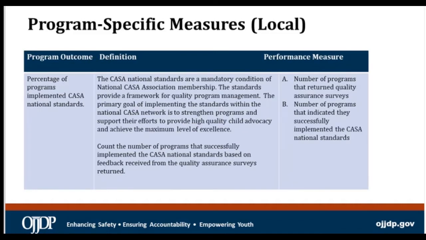Lastly, the percentage of programs implemented CASA national standards is a program-specific outcome measure. For this measure, you'll count the number of programs that successfully implemented the CASA national standards based on feedback that was received from the quality assurance surveys that were returned. You'll provide the number of programs that returned quality assurance surveys and the number of programs that indicated they successfully implemented the CASA national standards. The percentage is calculated by dividing B over A.